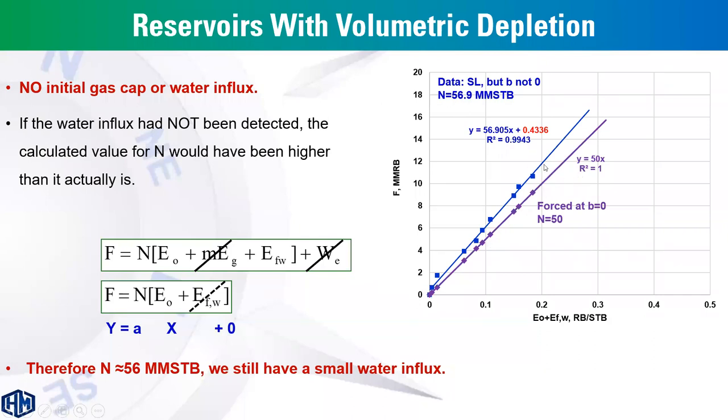As you can see, there are slight differences between the two scenarios. We can consider the STOIIP volume to be more or less 56 million stock tank barrels. And we have a slight water influx, or a weak water aquifer, due to this term in the straight line equation. This is typically actual field data.